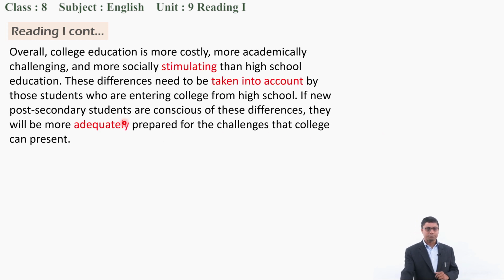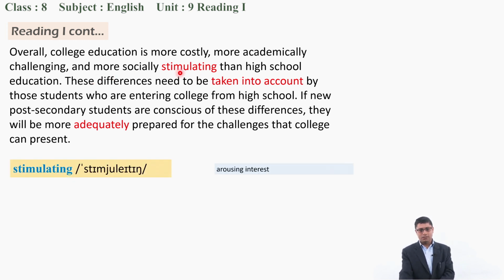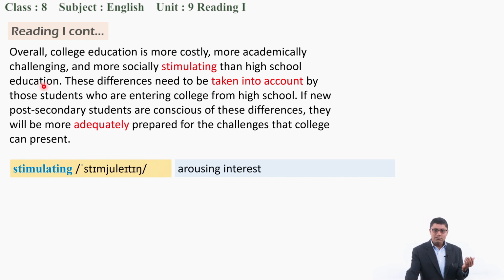Okay, now the last one. Overall, which means finally, college education is more costly, more academically challenging and more socially stimulating than high school education. These differences need to be taken into account by those students who are entering college from high school. If new post-secondary students are conscious of these differences, they will be adequately prepared for the challenges that college can present. So, see, college education is more costly, we already discussed, more academically challenging, we also already discussed, and more socially stimulating. What does the word stimulating mean? Okay, arousing interest.